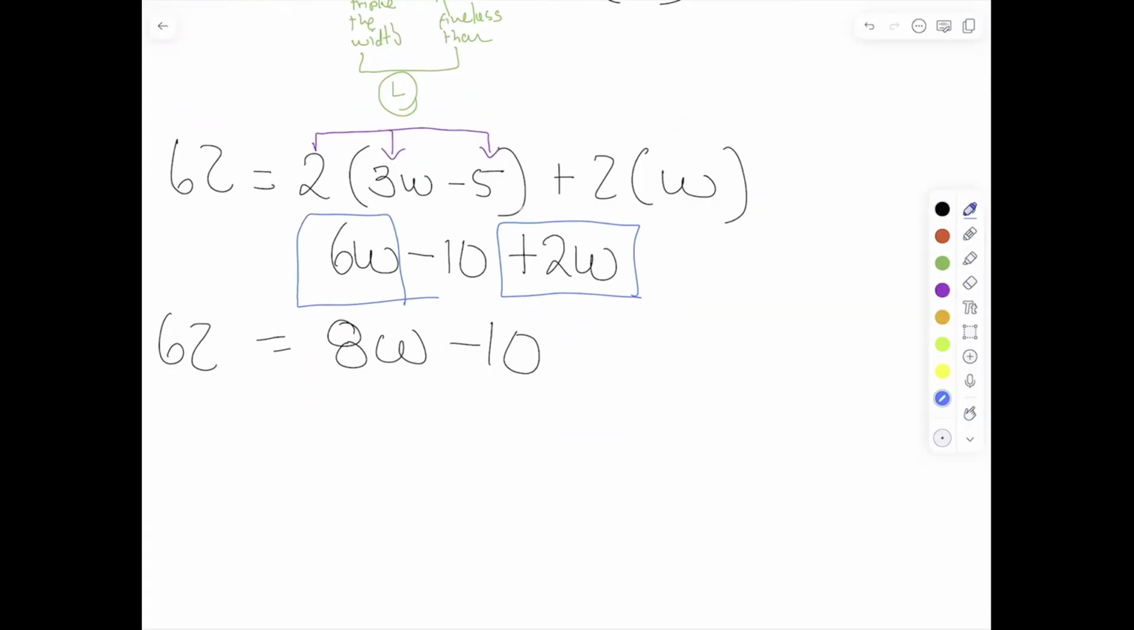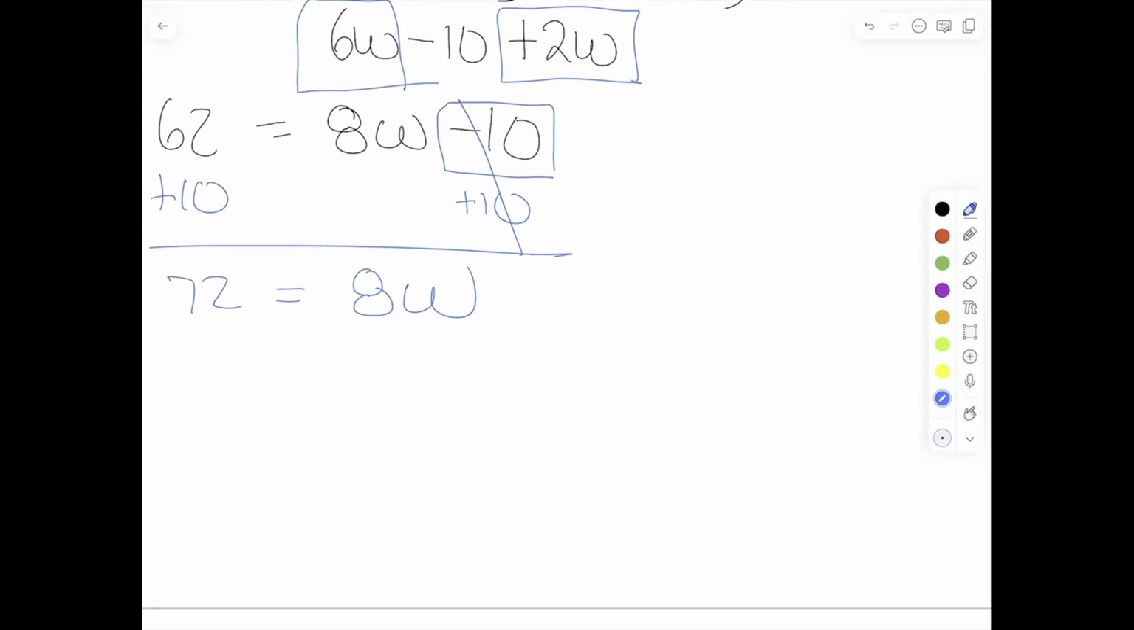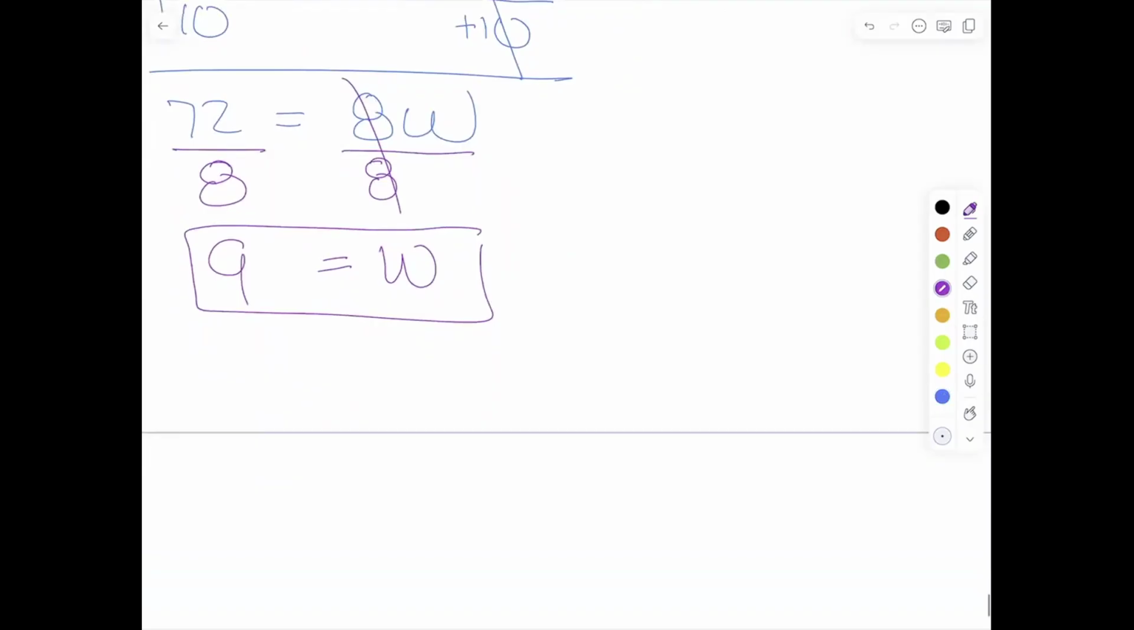How do I find W? I want W by itself. What do I got to do? Add 10 to both sides. I want to separate, divided by 8. Yes, yes, yes. I love it. My width is equal to 9. Interesting. My width is equal to 9.